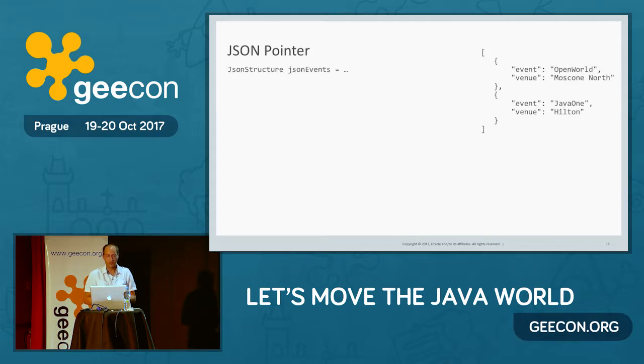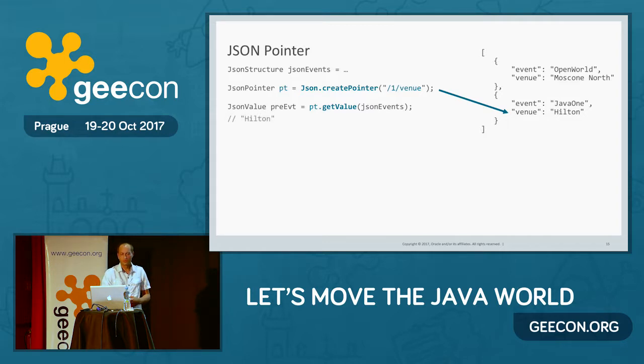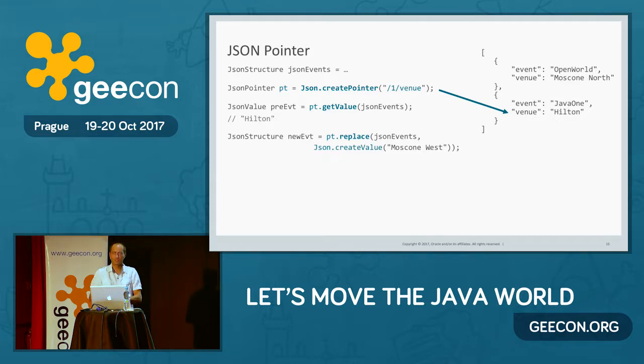So let's take a look at the example. Say we have a document on the right side and we want to update some value there or create an updated version of that document. And say JavaOne has been moved from Hotel Hilton to some other venue. So we create a pointer, we get the value, this returns some value, and then we can replace it. The pointer itself never modifies the original document. It always creates a new JSON structure.